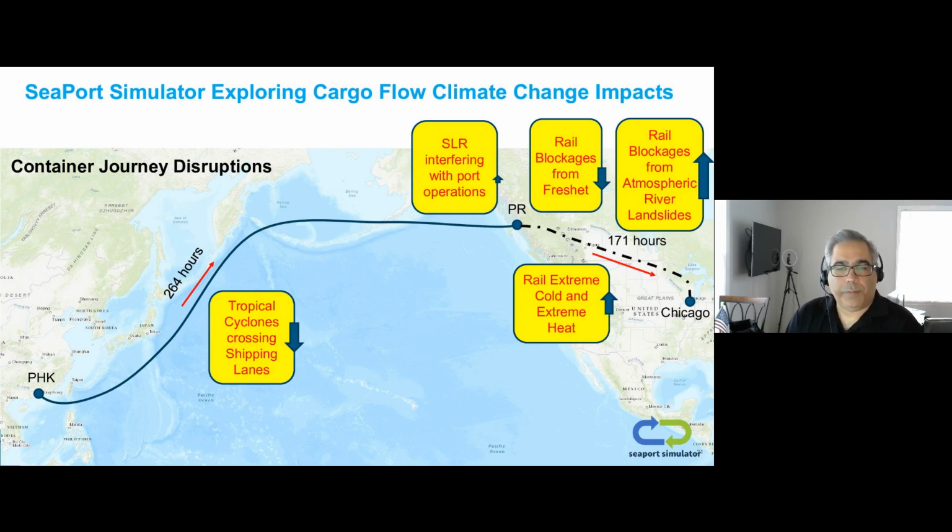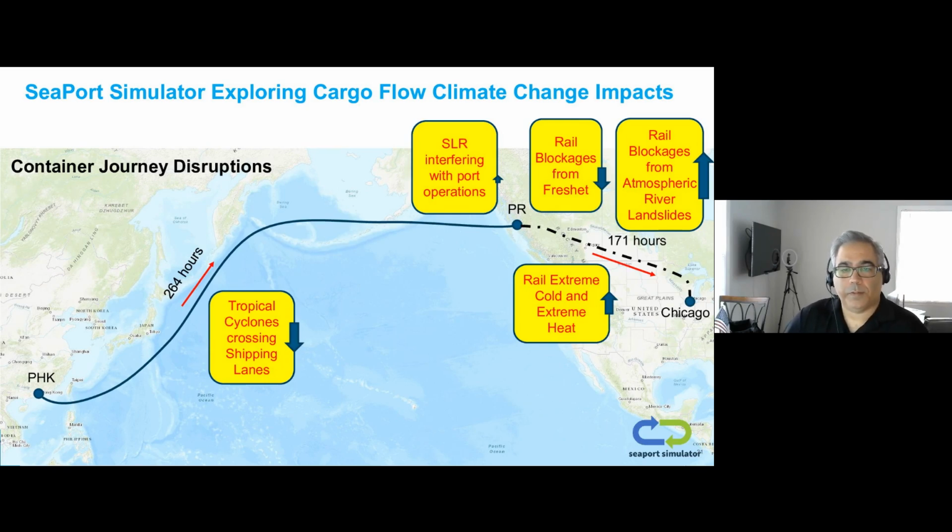But we said, really what we need to be thinking about is the full global supply chain when we do this simulation. And so you can see, for something coming through the port of Prince Rupert here in Canada, we need to consider ships leaving from places like the port of Hong Kong, going through tropical cyclones in the Pacific, being interfered by sea level rise, as I mentioned, rail blockages from freshet, that's the springtime flooding from rivers in this area, extreme cold and extreme heat as the rail moves across the continent. That can cause slowdowns, both cold and hot temperature slowdowns, and rail blockages from things like atmospheric river induced landslides. So all of these are climate change influenced parameters, and they all affect the global supply chain.